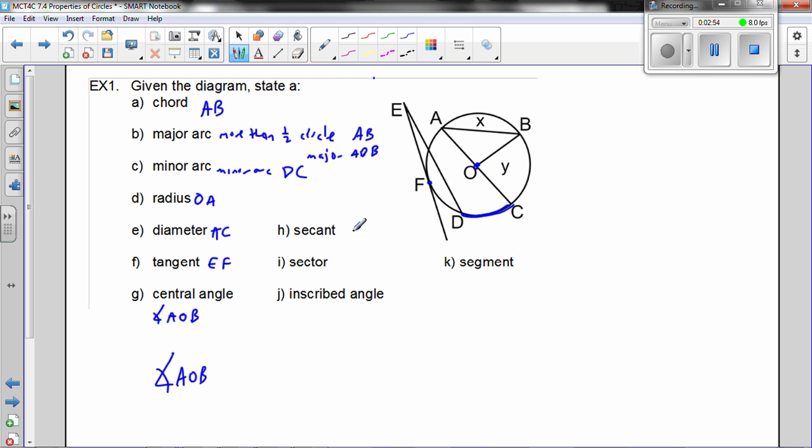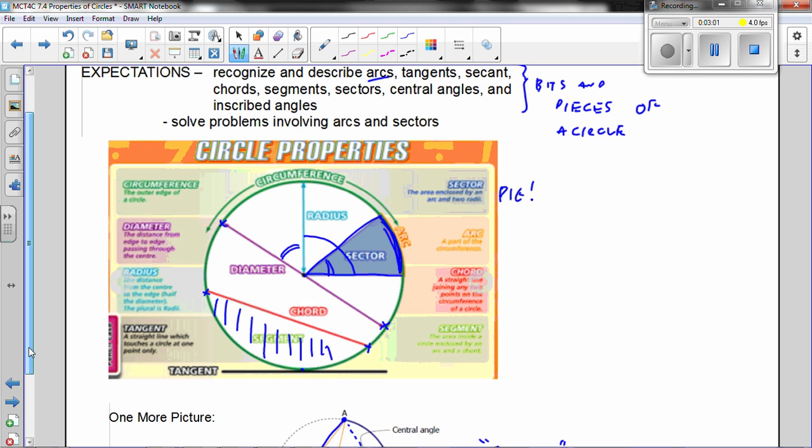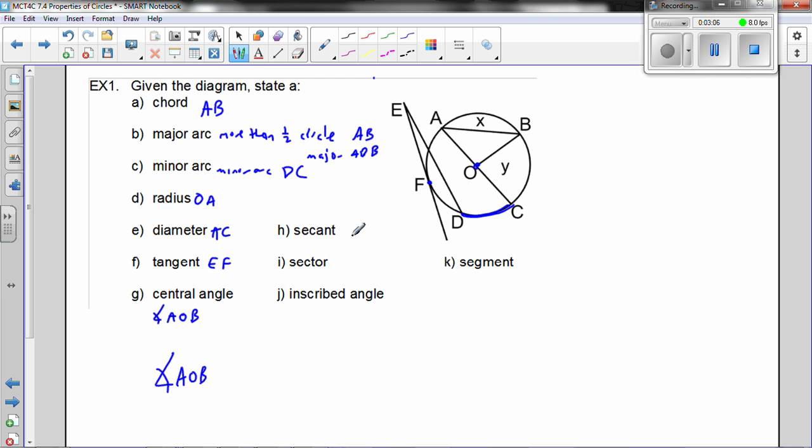Angle AOB. A secant. Well, sheesh, I've forgotten what a secant is. Let's go back to the diagram and look. Secant, secant, secant. Oh, it's not even in here. What's a secant? I don't know. A secant is kind of like a tangent, but it cuts it in two spots. It's kind of like a chord that keeps going. So a secant is a line that cuts in two places. ED is a secant.